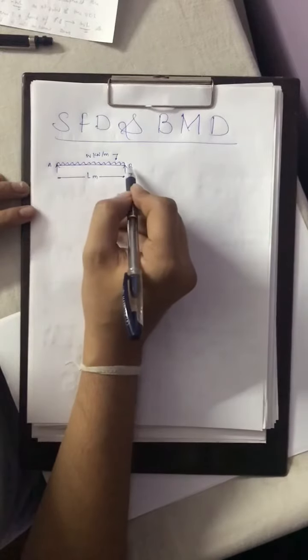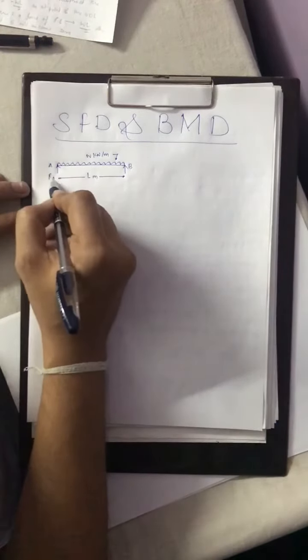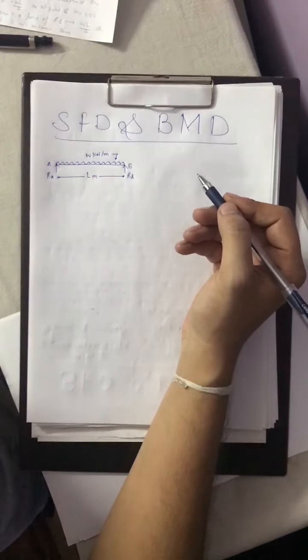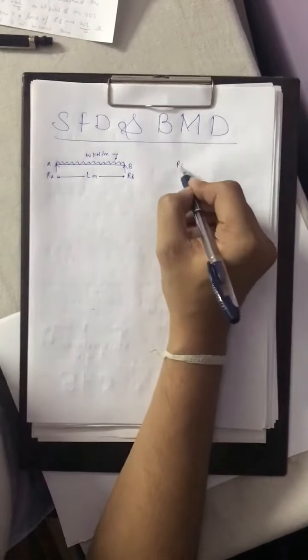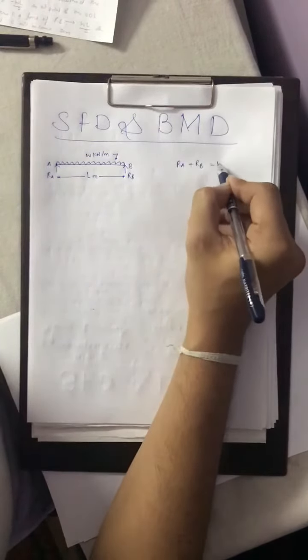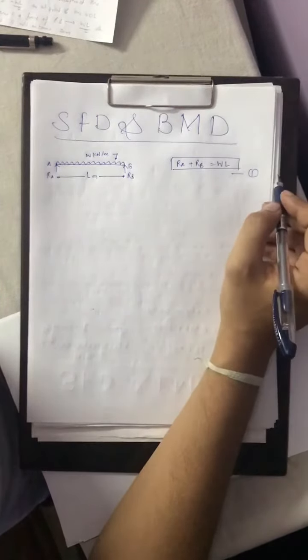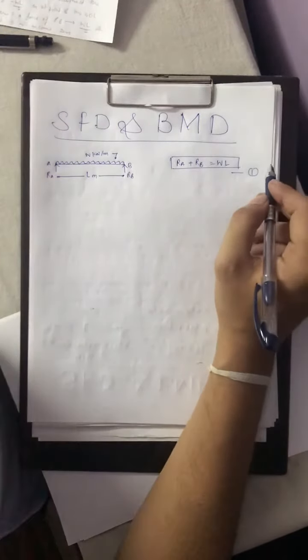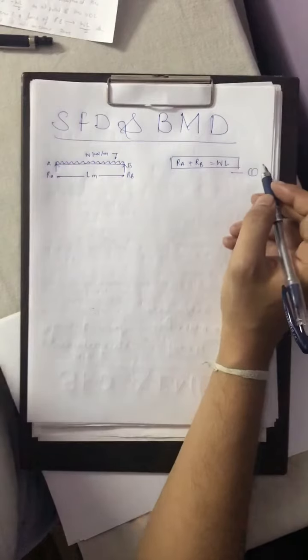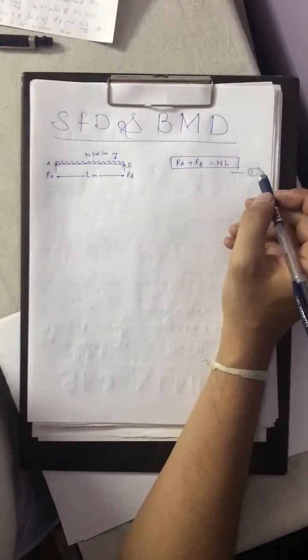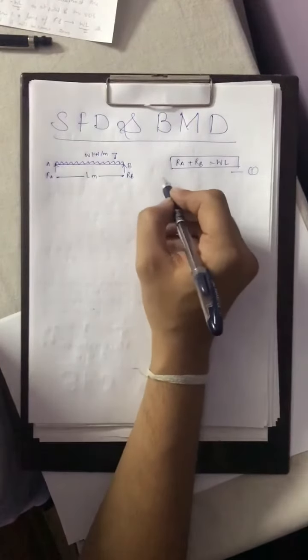There are two supports A and B, which have reactions RA and RB. First of all, we have to find the reactions of the supports. RA plus RB is equal to WL. This is our first equation. As it is a case of UDL, and UDL acts per unit length, that's why we have to multiply length with the load.